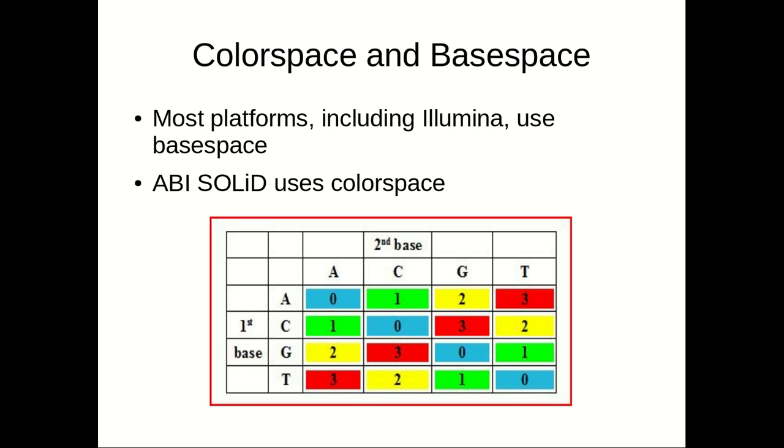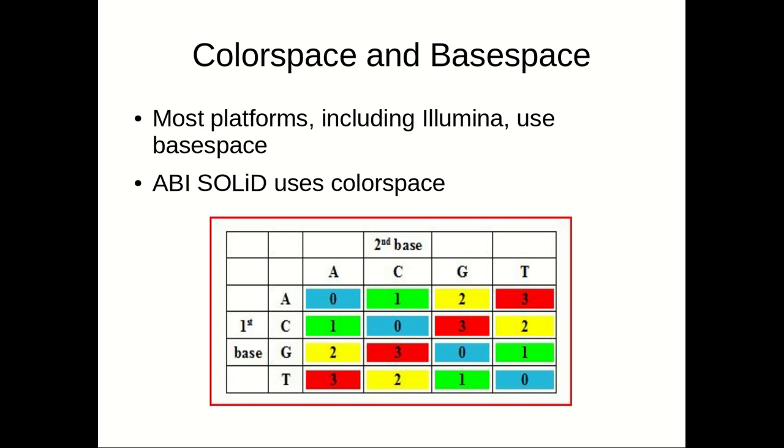Instead of reading off bases, it reads off transitions of bases. So, for example, we read off the transition from A to C, or A to G, or A to T. And then in the next position, the second base becomes the first base, and the third base is now the second base, and we have a transition from whatever that base was to this new third base. And basically, this represents what the platform actually sees.